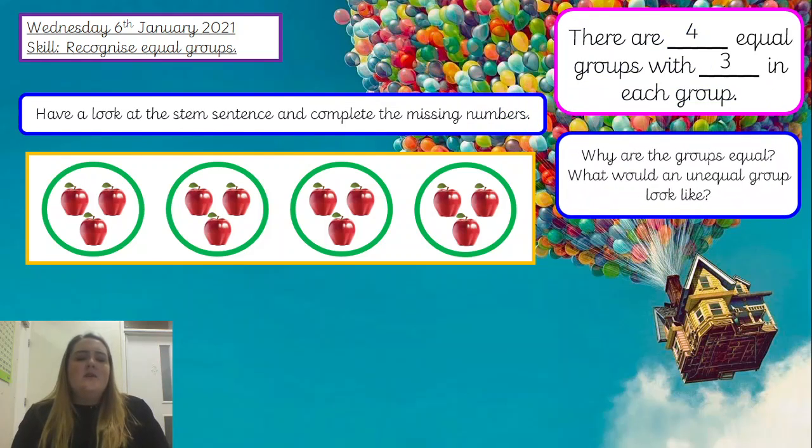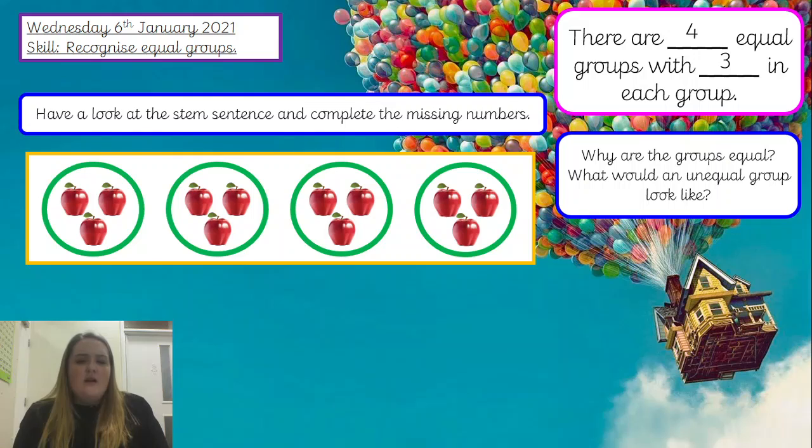Okay, so I want you just to have a think of a few questions now. So why are the groups equal? Pause the video and just have a little think. How do you know, how would you explain to me that they are equal groups? Okay. Well done. So they are equal groups because there is the same number of apples in every single circle.